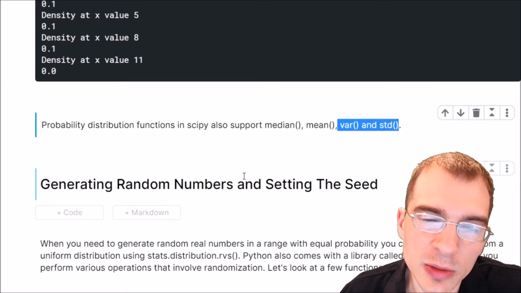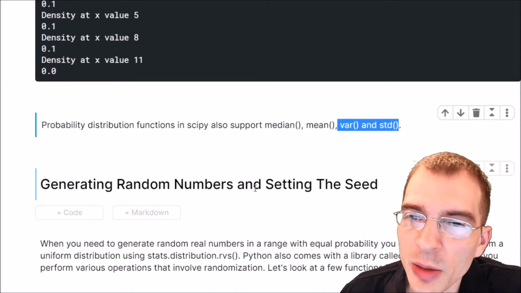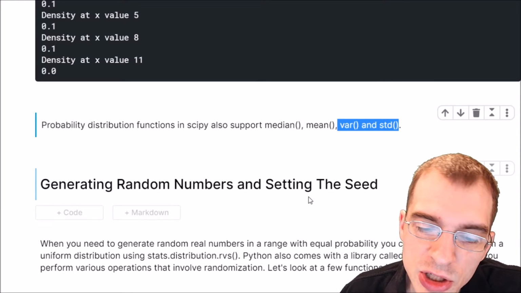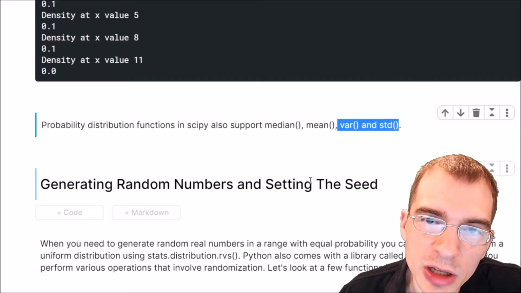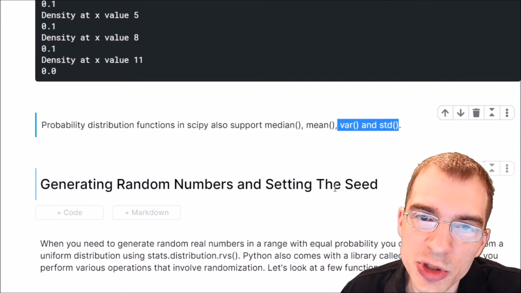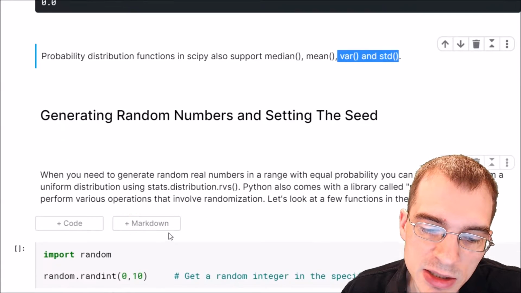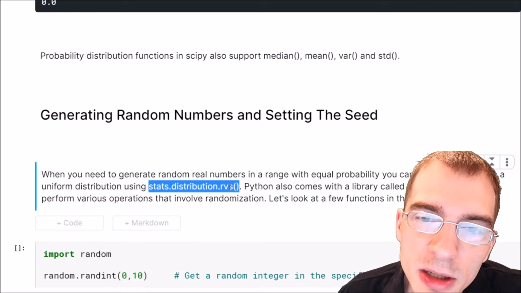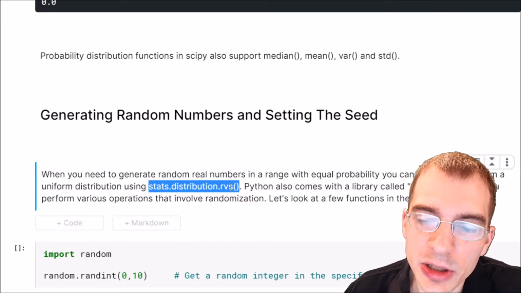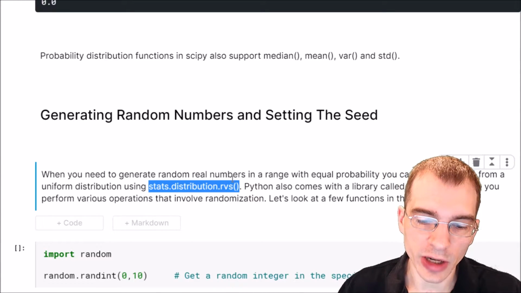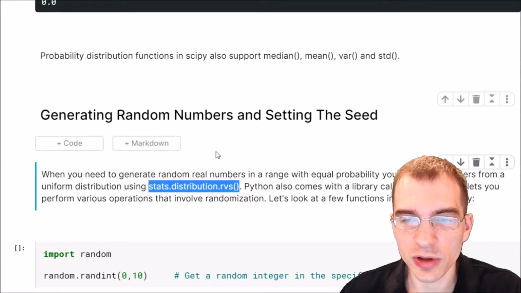Now, before we go any further with this lesson learning different probability distributions, we're going to spend a second learning about generating random numbers in general and setting the random seed. So when you need to generate random numbers within a given range with even probability, you can just draw numbers from the uniform distribution using that stats.distribution.rvs function that we just saw. But Python also comes with a library called random that lets you perform various operations that involve randomization. So we'll look at a few of those functions.